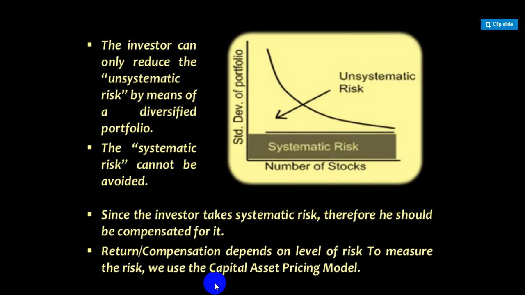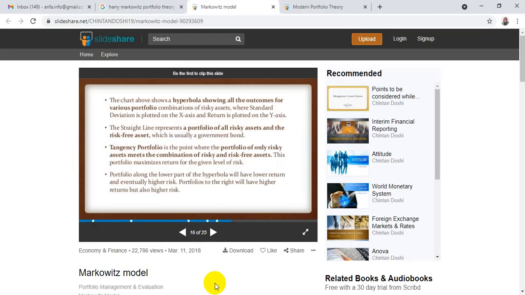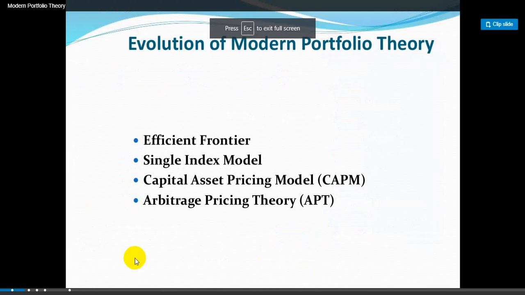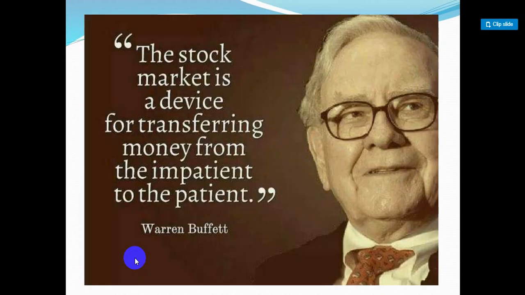To measure the risk, for that we use the capital asset pricing model, CAPM. If you see this, what I have been explaining to you is the capital asset pricing model. You also had it in your common stock. Anyhow, I am going to explain it in the 4th unit, so I have not explained that in the 3rd unit. So now we are going to discuss Harry Markowitz's portfolio theory, and some of the topics of portfolio theory.